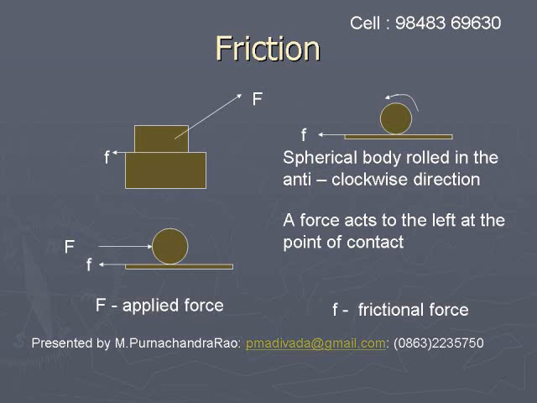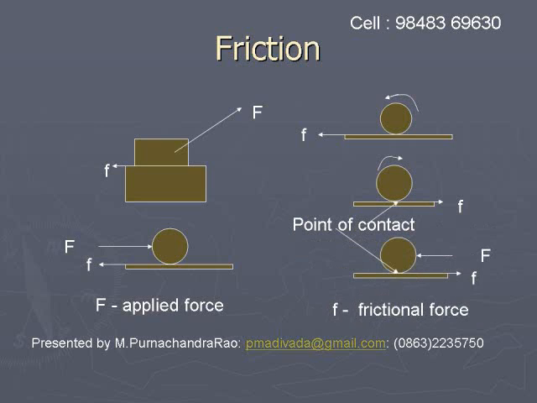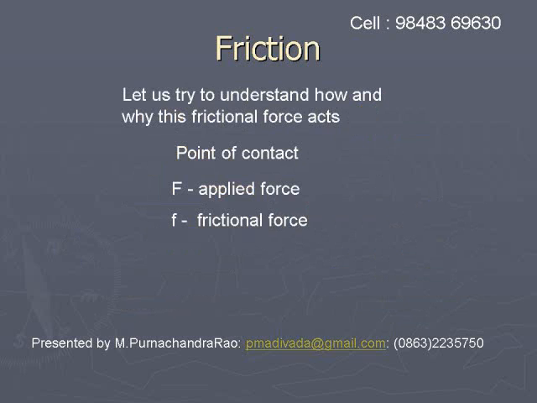In the middle figure, you notice a body rotated in a clockwise direction. When the body is rotated in the clockwise direction, a force acts to the right at the point of contact. This is frictional force. If the spherical body is pushed to the left by applying a force capital F, then a force small f will be produced at the point of contact to the right. This is how a frictional force acts.